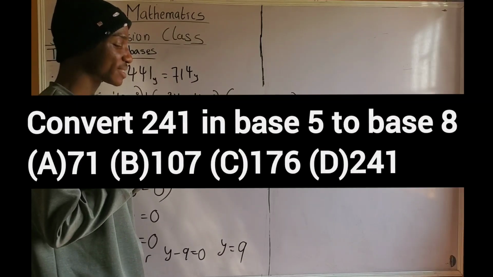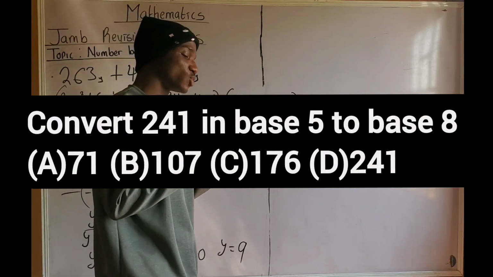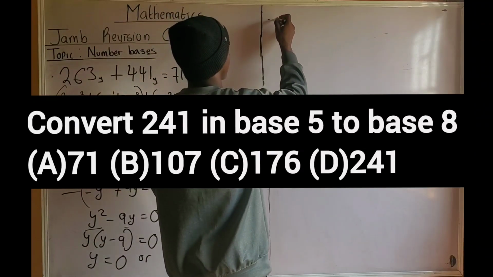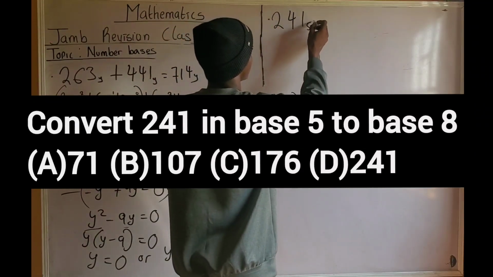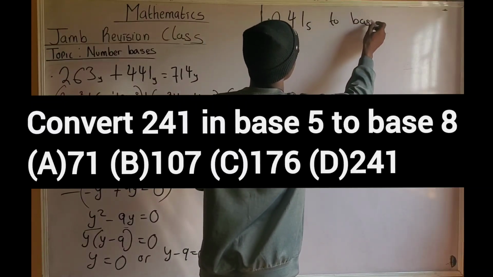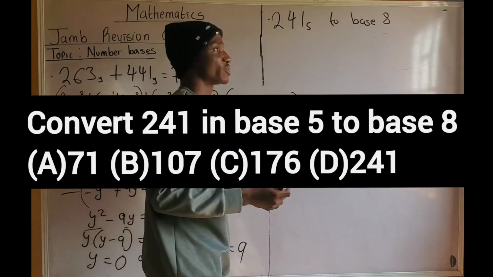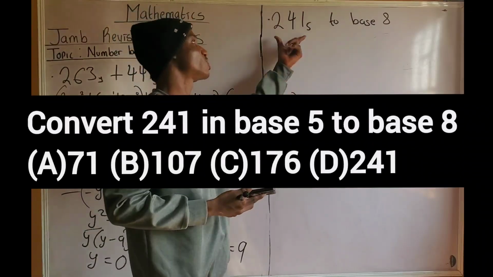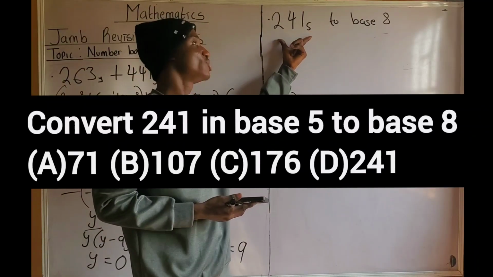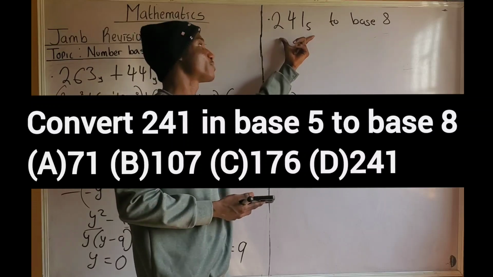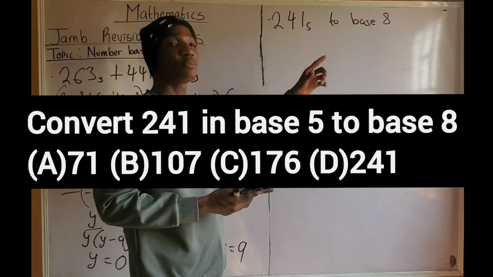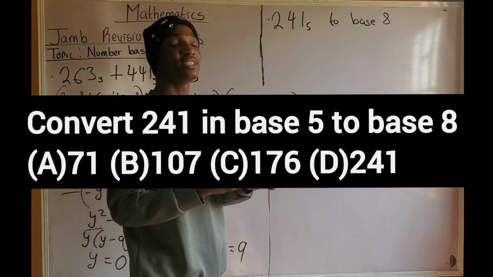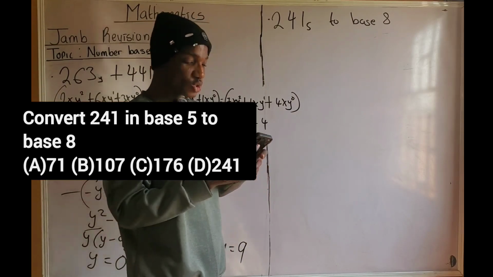We are asked to convert 241 in base 5 to base 8. Look at this question. What's the first thing you are going to do? The first step is that you have to change this 241 to base 10. You know the base is now 5. You have to change this from base 5 to base 10, and that comes by multiplying each digit by the base power. Then when you are done with that, you divide the result by 8. Are you getting it? So let us proceed.